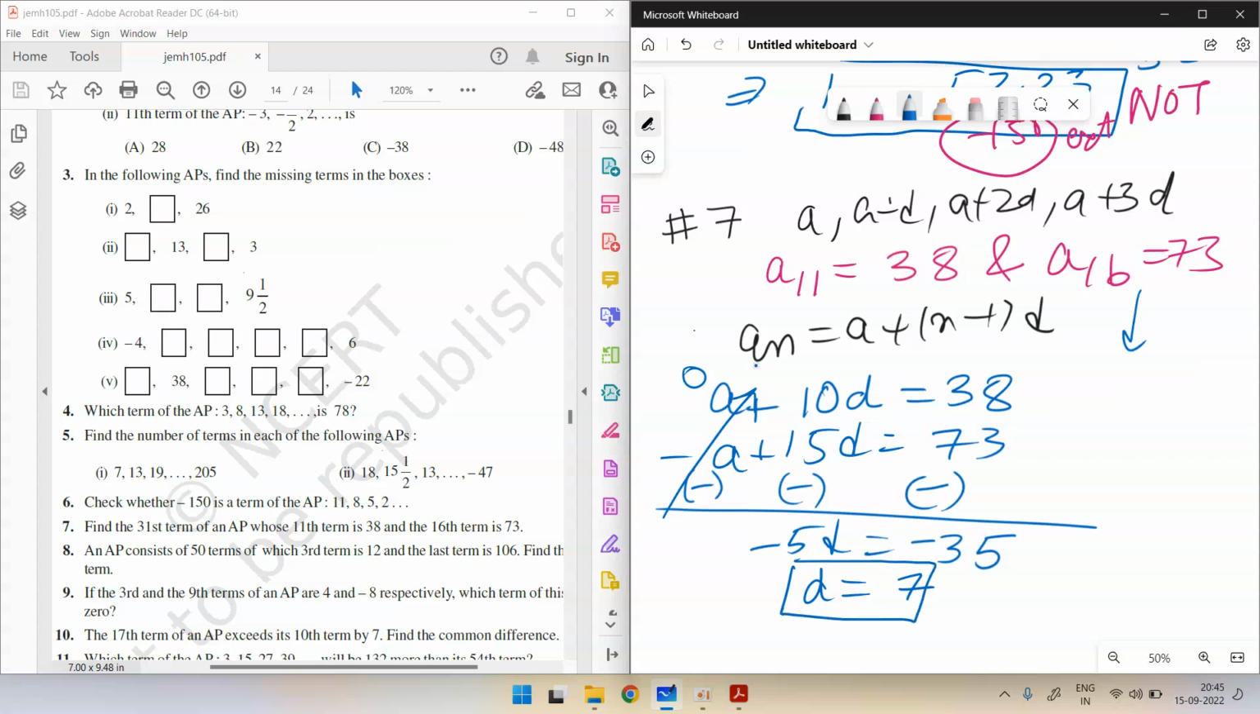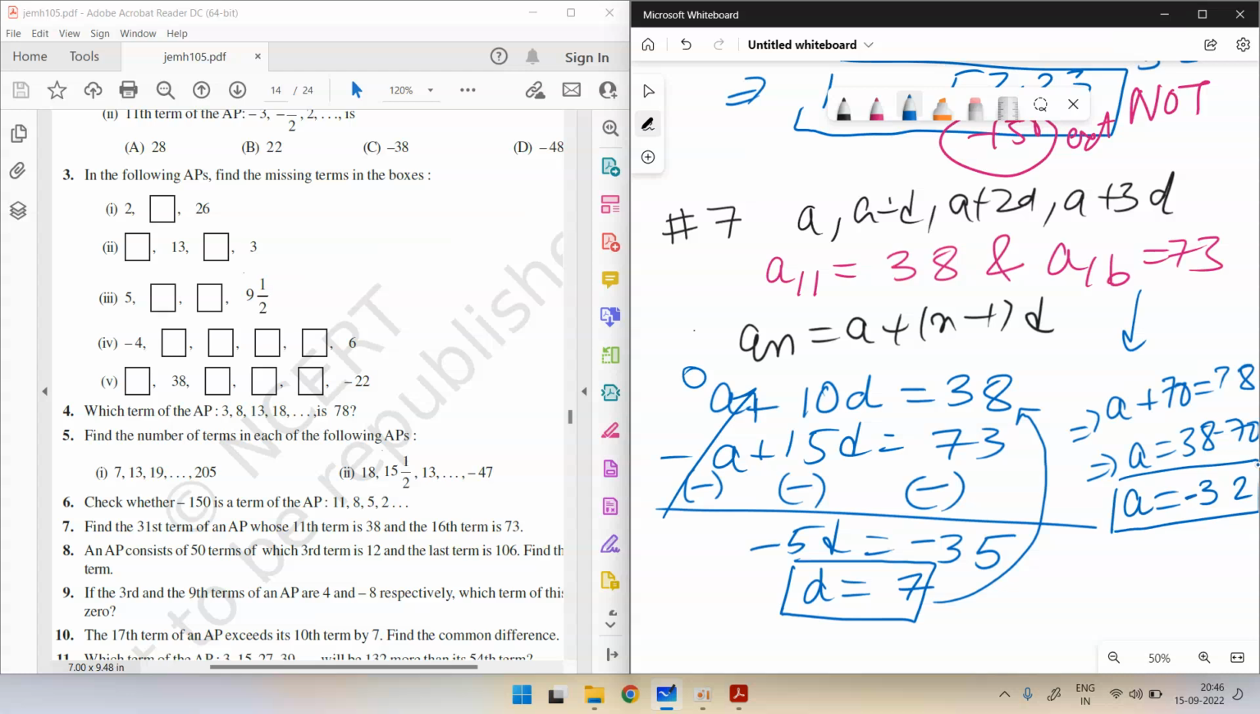Now if I put this value of 7 in this equation, I get a plus 70 equal to 38, since 10 times 7 is 70. Which implies that the value of a is 38 minus 70, which is minus 32. So the first term is minus 32 and the common difference is 7, and this gets added to get the next term.